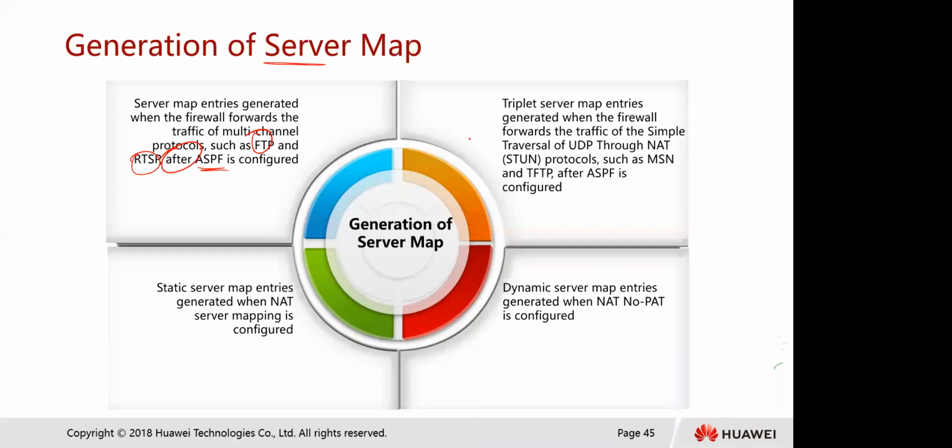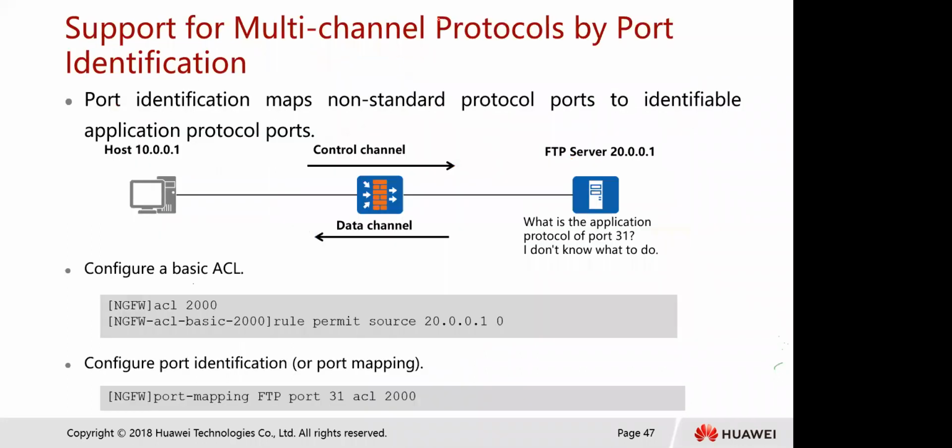Static server map entries are generated when the NAT server mapping is configured. Also, dynamic server map entries are generated when NAT or no-PAT is configured, or when triplet server map entries are generated on the firewall, which forwards the traffic of the simple traversal of UDP through NAT protocols such as MSCN or the TFTP protocol. Support of multi-channel protocols by port identification. Port identification is also called port mapping.